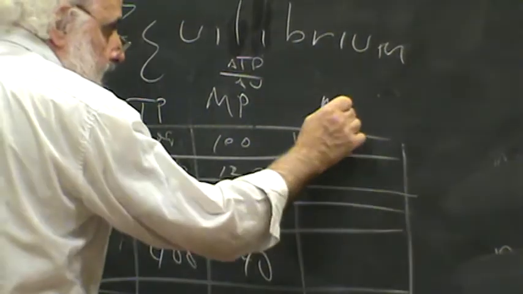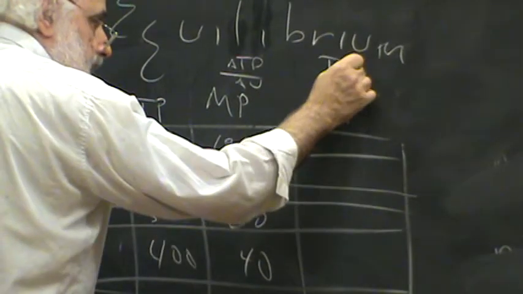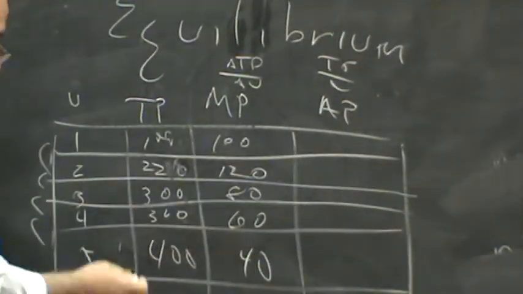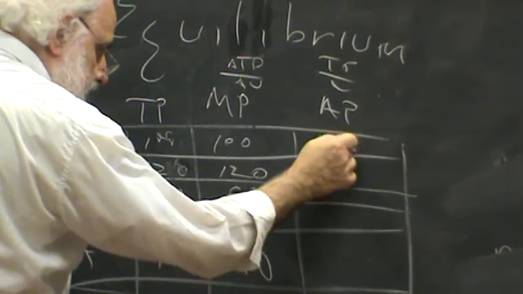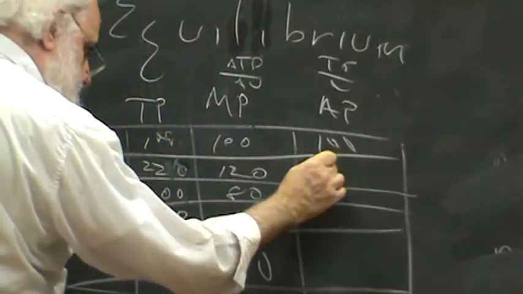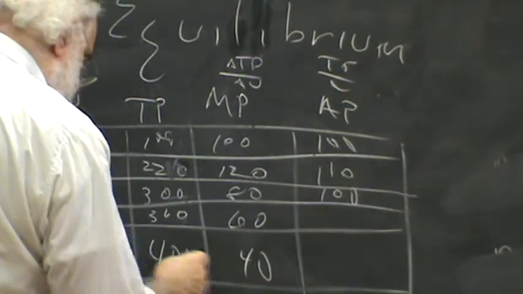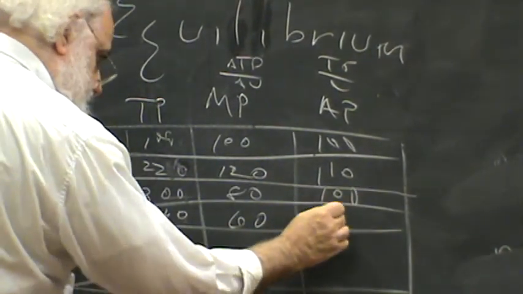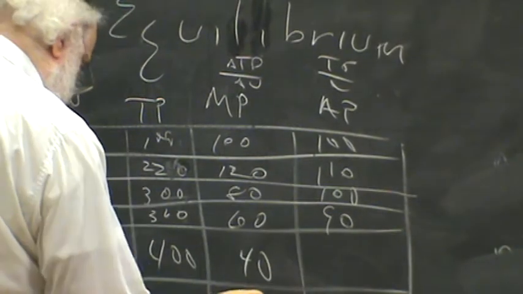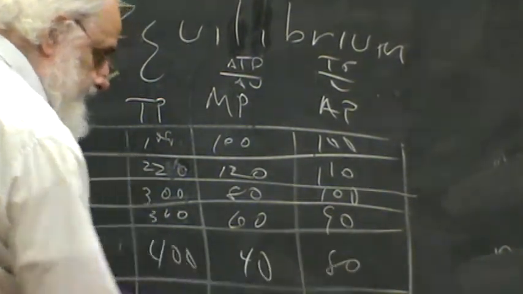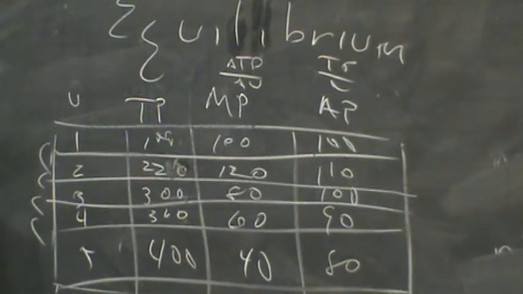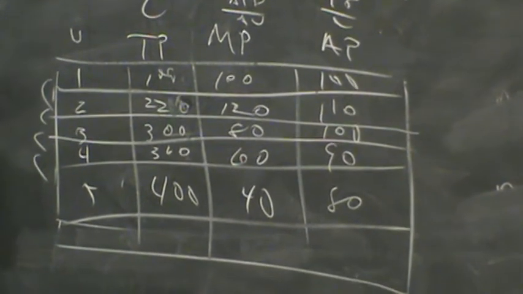Now, average product is total product over units. Okay, so the first line is 100, the second line is 110, the third line is 100, the fourth line is 90, and the fifth line is 80. Average product is total product over units.